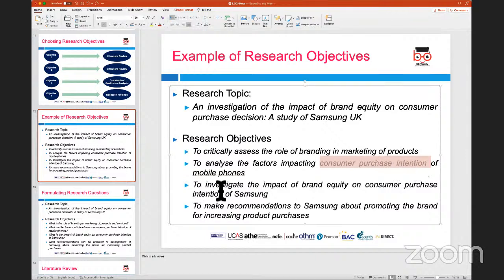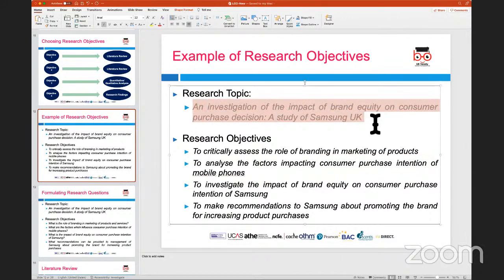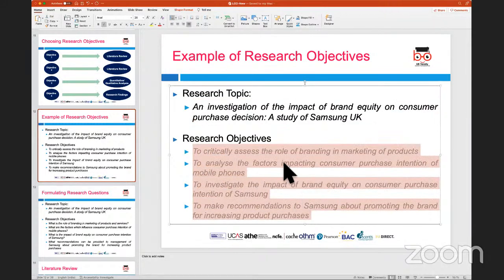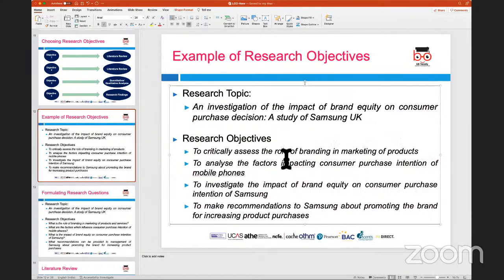The third and fourth objectives look at investigating the impact of brand equity, and basically look at what recommendations you can then make towards the end as a conclusion by carrying out this research. So as you can see, I've created an example of a research topic, which is the headline of the title. And then I've put 4 topics in. Topic 1 and 2 are related to research in terms of literature review. And then 3 and 4 are specifically focused on you carrying out the research.